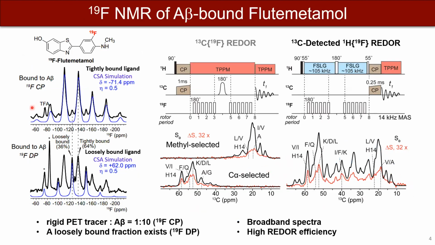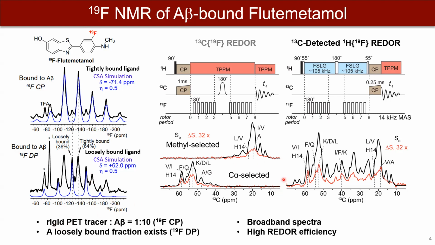Next, we collect a fluorine 1D spectrum from the PET-bound sample to investigate the bound ligand. The rigid protein selected by CP shows chemical shift anisotropy set by PET matching the pure powder form, meaning that they are very rigid. Quantification based on the spectral integral indicates a 1 to 10 PET tracer to A-beta binding stoichiometry, matching exactly the biochemistry result. Interestingly, a second sharper component with smaller CSA shows up in the quantitative DP spectrum, which can be assigned to the loosely bound fraction that we also find in the biochemistry assay.